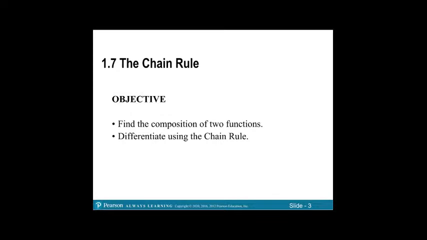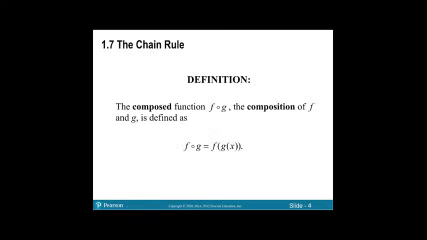Some objectives here. We want to find the composition of 2 functions and differentiate using the chain rule. For our discussion, the derivative is the slope of the tangent line at a point, the instantaneous rate of change. The composed function f composed g, or the composition of f and g, is defined as f composed g.